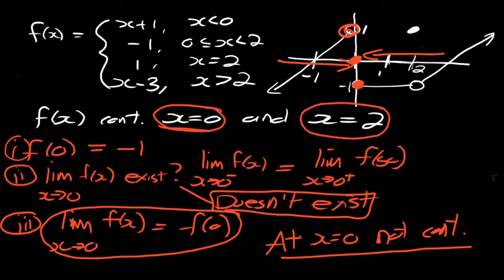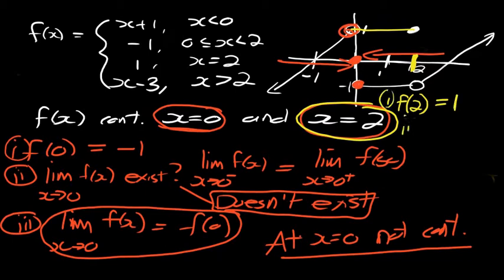Is it continuous at x equal to 2? Well, remember, there's the x equal to 2. I'll just do it here on the side. First of all, the first test: let's put 2 into f(x). The corresponding y value is going to be 1. So as x is equal to 2, the y is 1. So f(2) is 1. This is the first test.